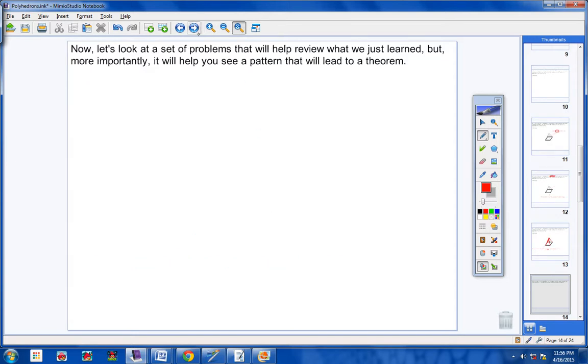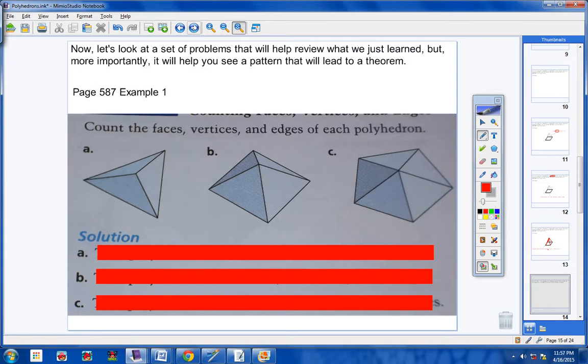Okay? Alright, now let's look at a set of problems that will help review what we just learned. But more importantly, it will help you see a pattern that will lead to a theorem, okay? So in your books, you're welcome to just write in your notes if you want to. Page 587, example number 1. You do not need to turn in your books unless you want to. That's totally up to you. But I would definitely, instead of trying to copy all of these figures in your notes, all of these solids, I would just put this in your notes, page 587, example number 1. And then let's just talk about this and kind of work these out together.